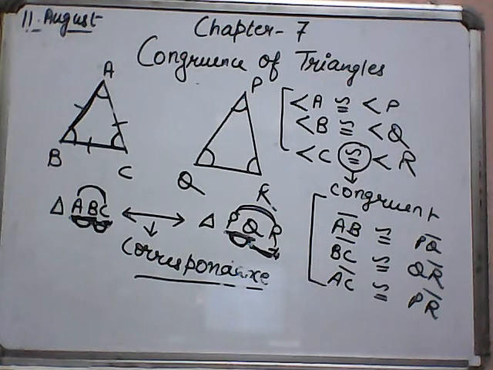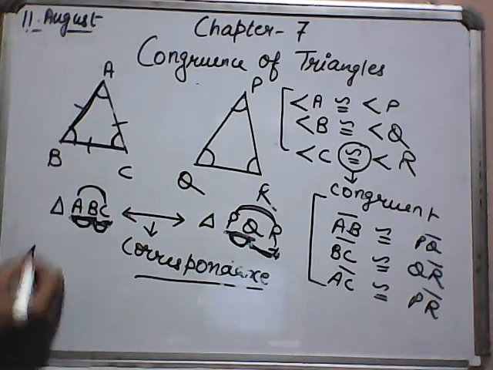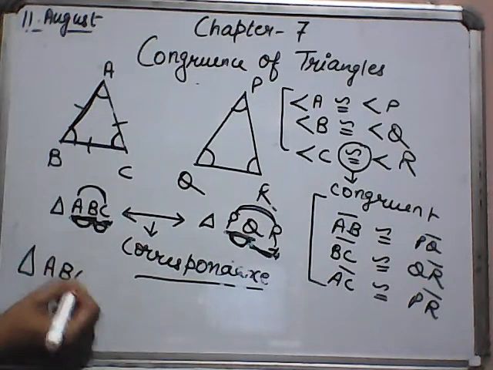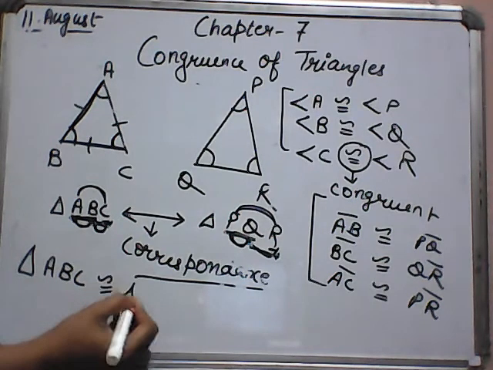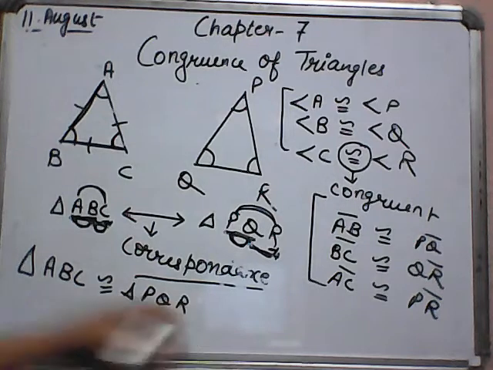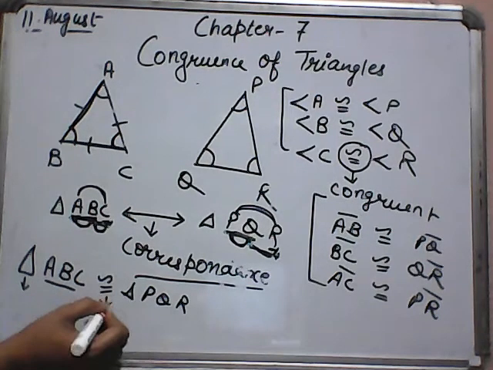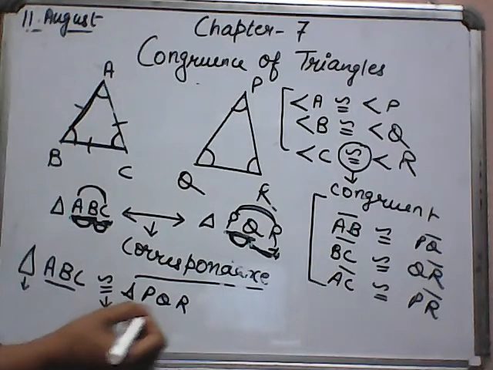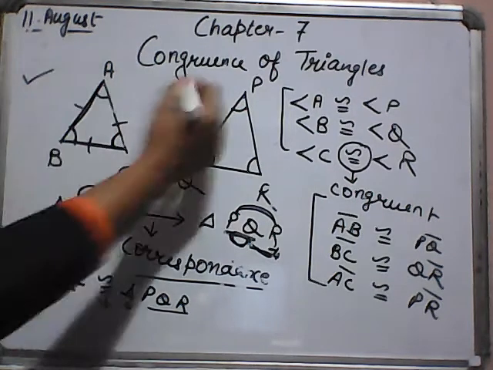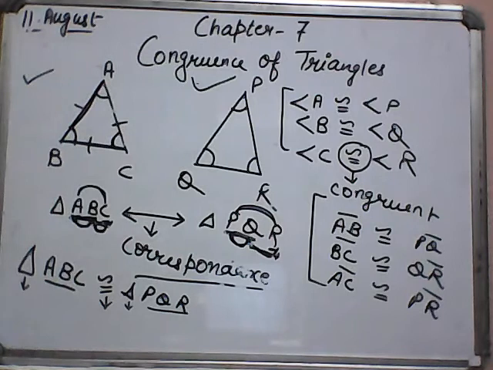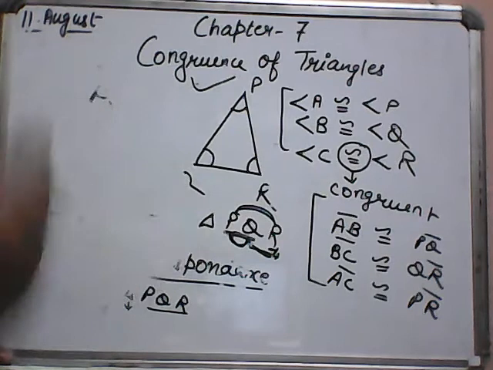Now, these two triangles are said to be congruent. Triangle ABC is congruent to triangle PQR. This is the symbol of triangle ABC, this is the symbol of congruence, and this is the symbol of triangle PQR. These two triangles are congruent if 3 angles and 3 sides are equal to each other. Let's do one question based on this congruence of triangles.